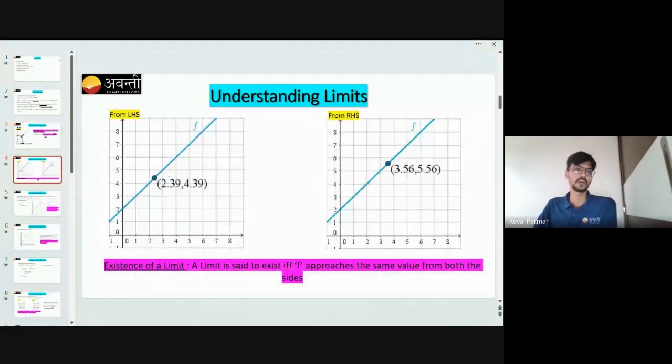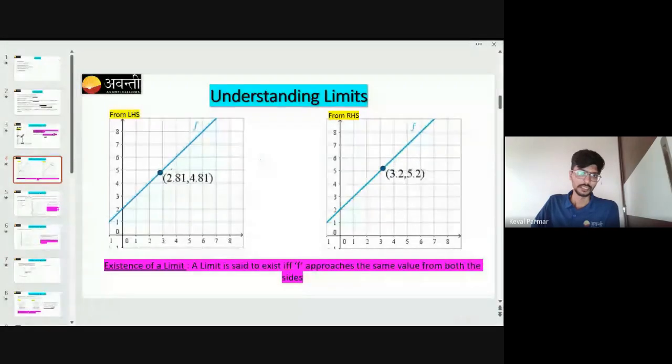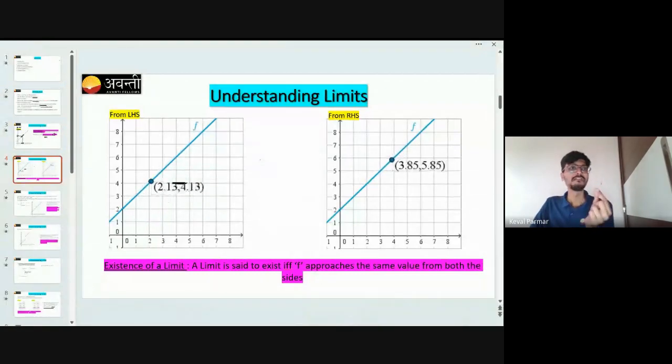This is what I was talking about from the left hand side. If we approach the function from the left hand side, you can see here, as we go closer and closer to 3, the functional value, which is the y value, gets closer and closer to 5 from the left hand side.